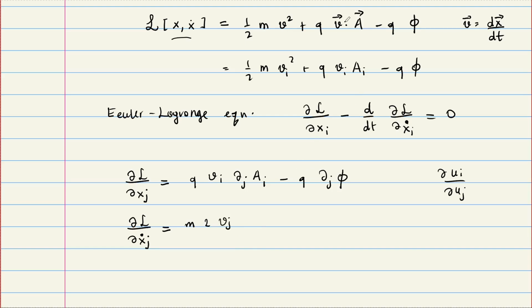And this second piece, I also have exactly the same thing here. This is going to be plus q. If you take the derivative with respect to vj, which is x dot, this is going to be aj.